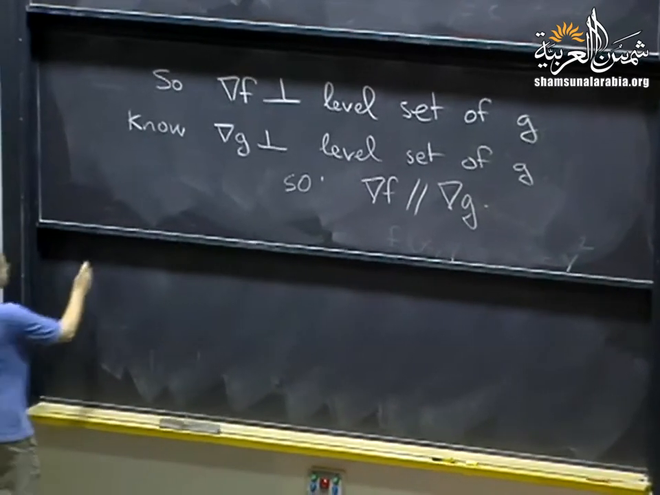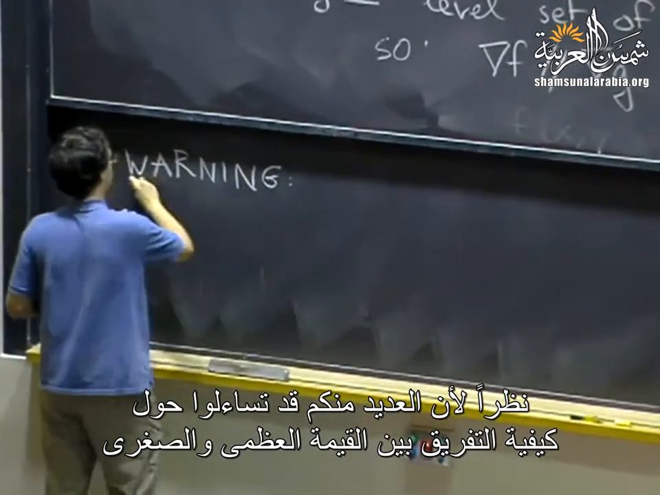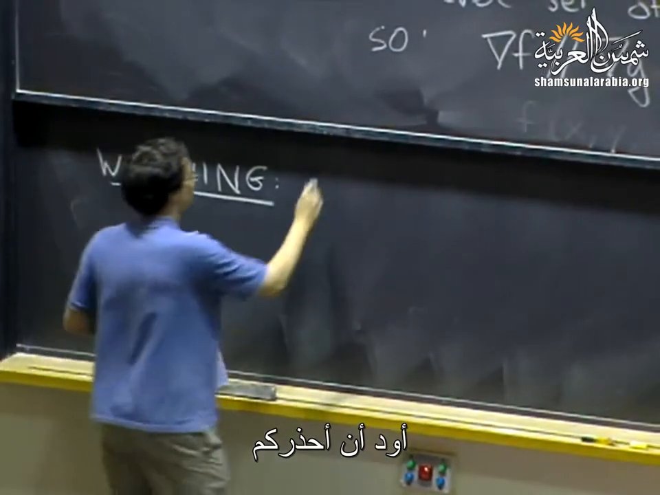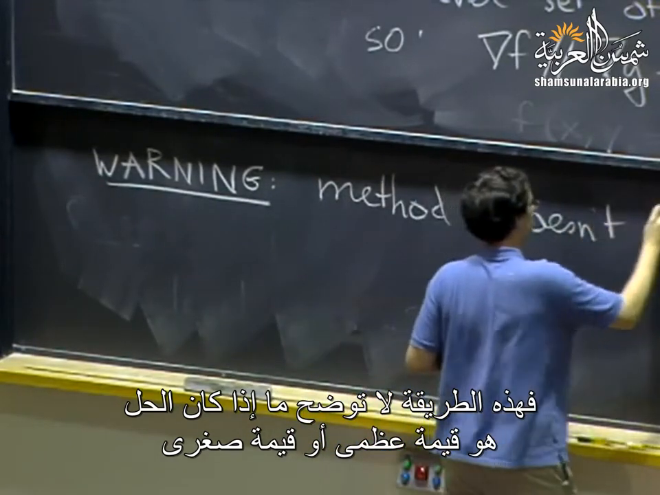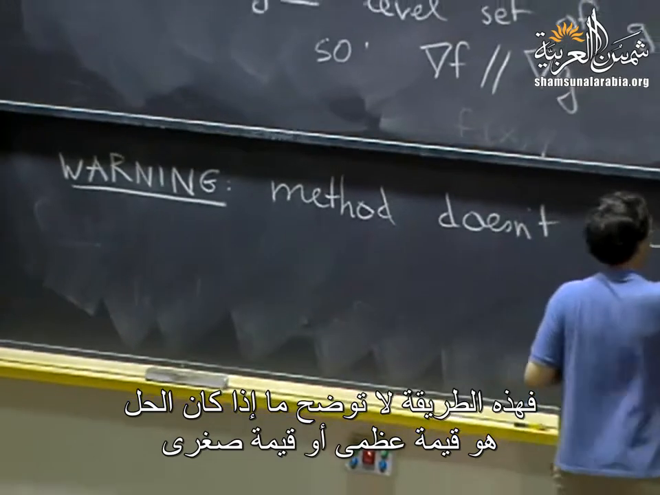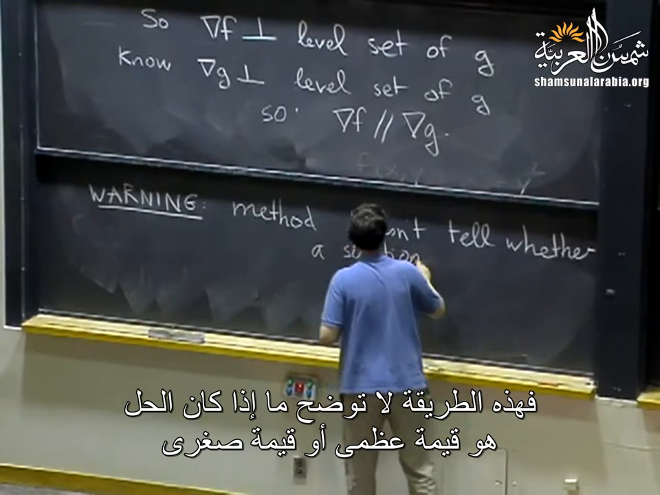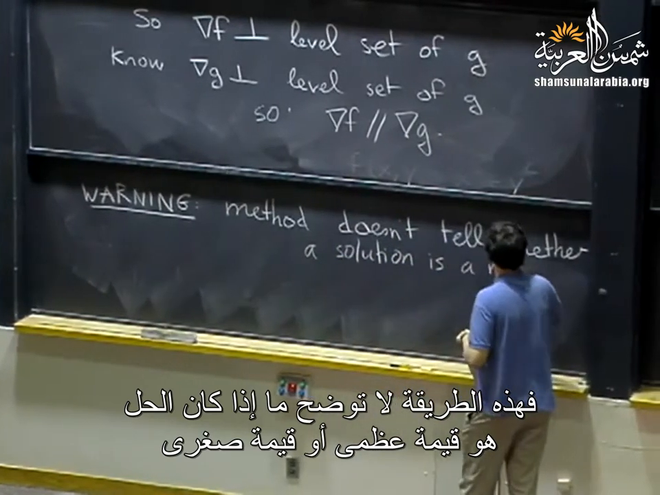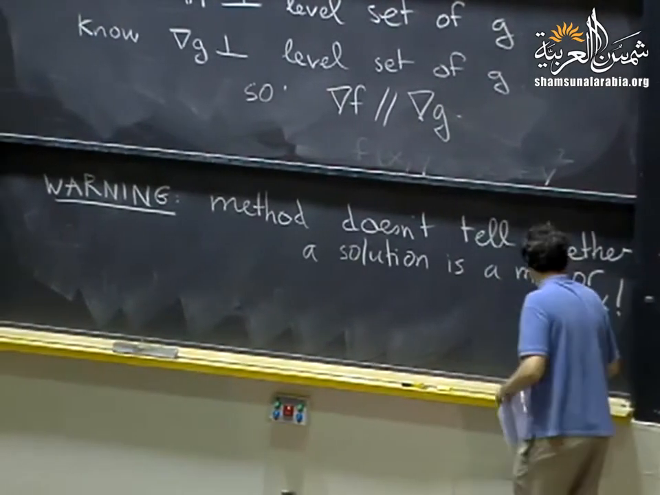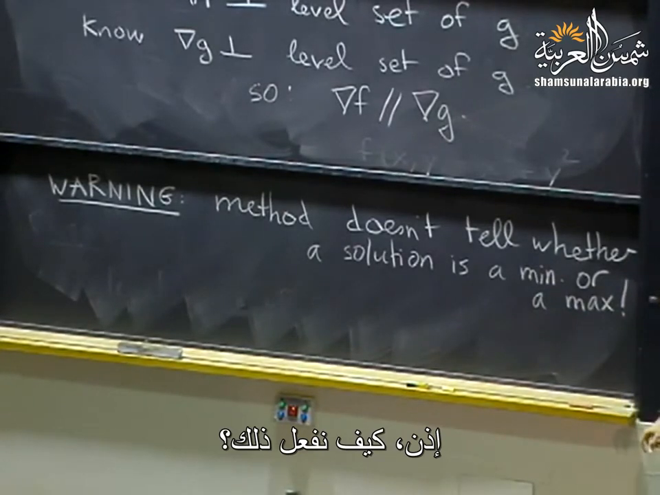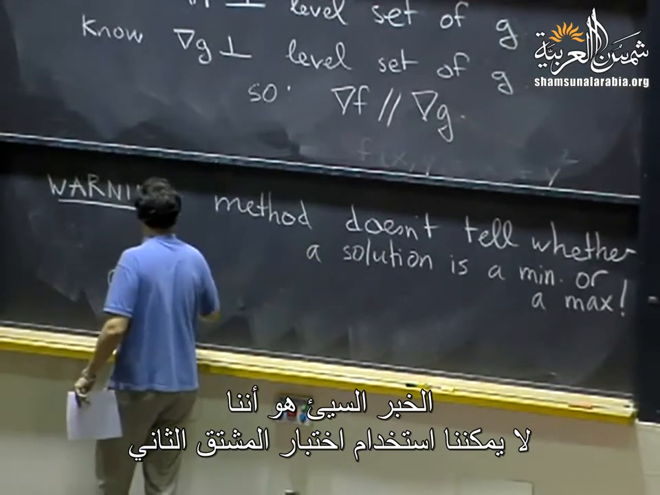Okay, since I've been asked by several of you, how do I know if it's a maximum or a minimum? Well, warning, the method doesn't tell whether a solution is a minimum or a maximum. So how do we do it? Well, more bad news. We can't use the second derivative test.